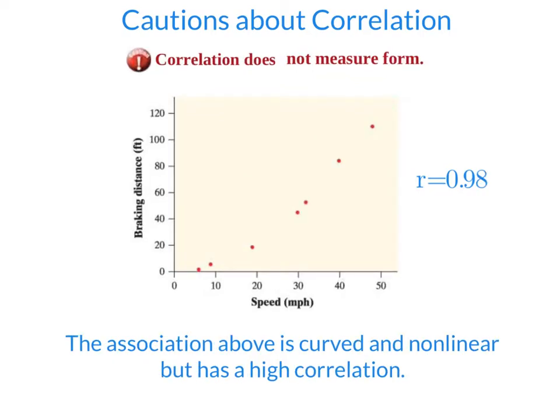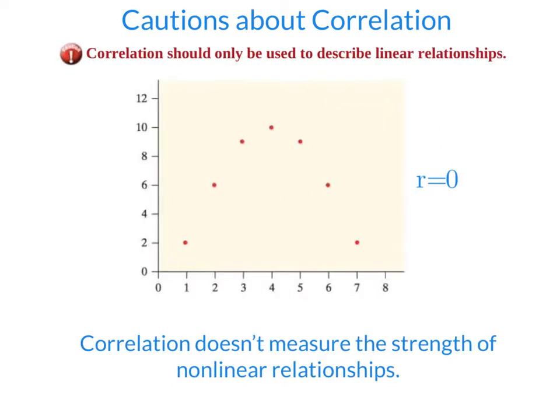Our second caution is that correlation does not measure form. Remember, it measures direction and strength. Definitely not form. So what we have here is a comparison of a motorcycle speed and the braking distance in feet. Now, this association is curved, not linear, and it has a high correlation. So correlation does not immediately indicate that you're going to have a linear relationship, right? Because that's a curve and it has a high correlation. So it does not measure form.